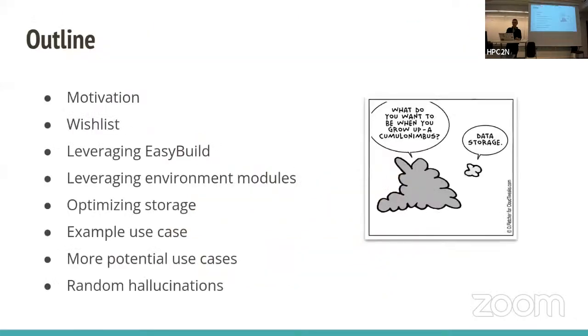Okay. So this is the small outline. Why do you want to do this? What do you want to have? How can we use EasyBuild to do this? How can we use the environment variable modules for that? How can we optimize the storage? Some example usages, and then some more potential use cases, and then some random hallucinations. Because usually people complain about hallucinations of the language models, but I actually like them.